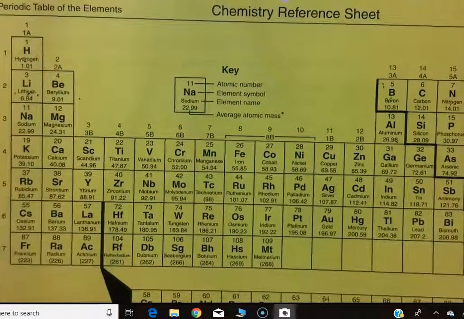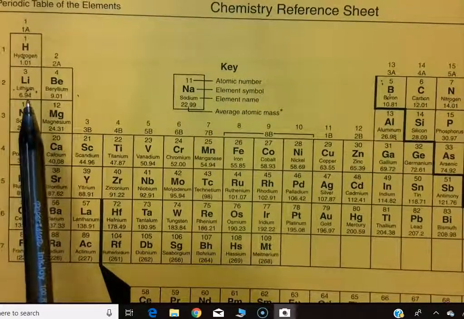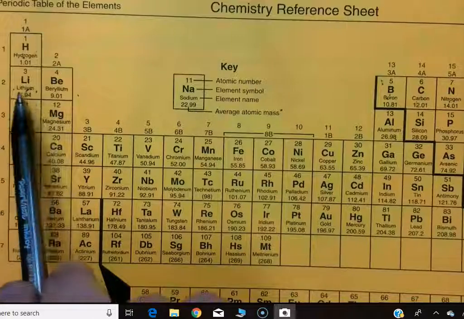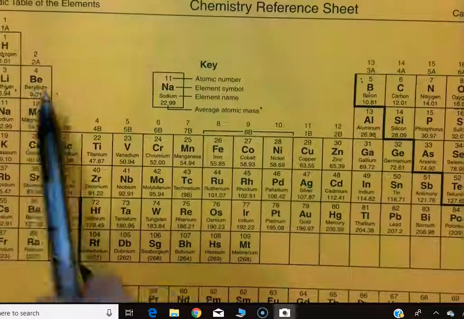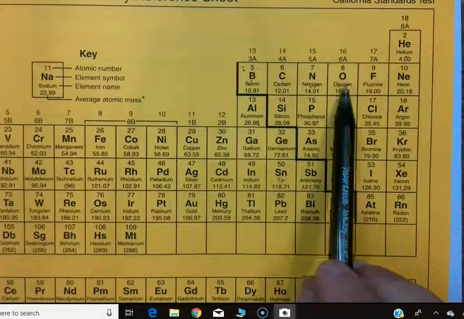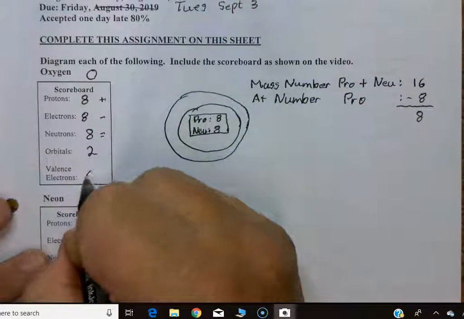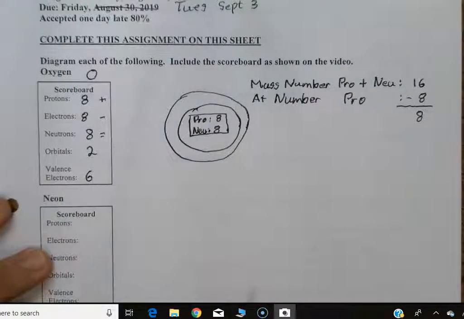The way you tell that is you count how many positions from the left the element you're interested in is, in this case oxygen. So lithium is 1, beryllium 2, boron is 3, carbon is 4, nitrogen 5, oxygen is 6. That means oxygen has 6 electrons in its outermost shell, 6 valence electrons.